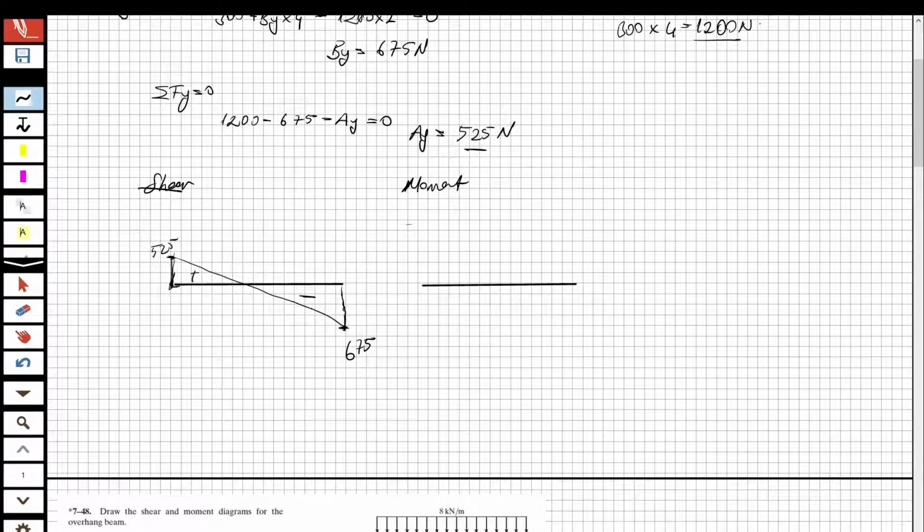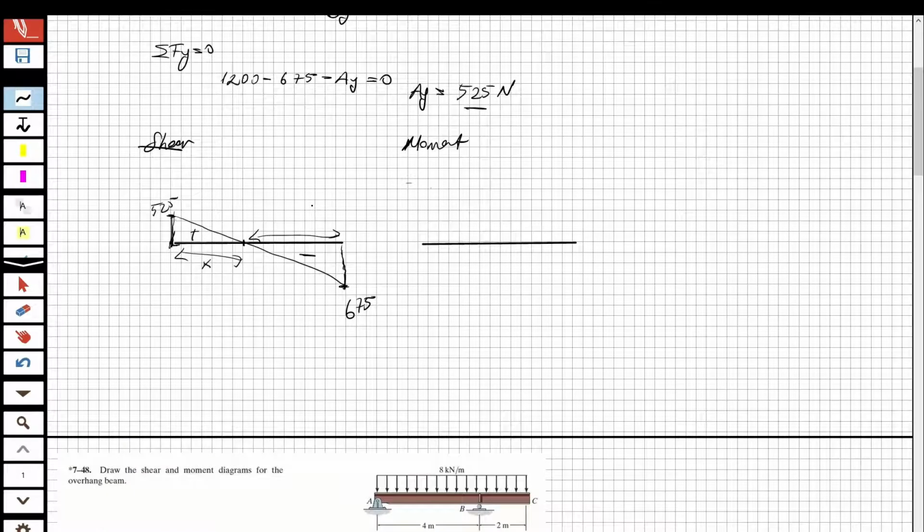Now we obtain the shear diagram, but to determine the maximum point of the moments, I need the local minimum and maximum of the moments, which is the local minimum and maximum distance in the shear diagram. So what is that? For example, this is x, and what is the length? The length is 4, right? So 4 minus x.